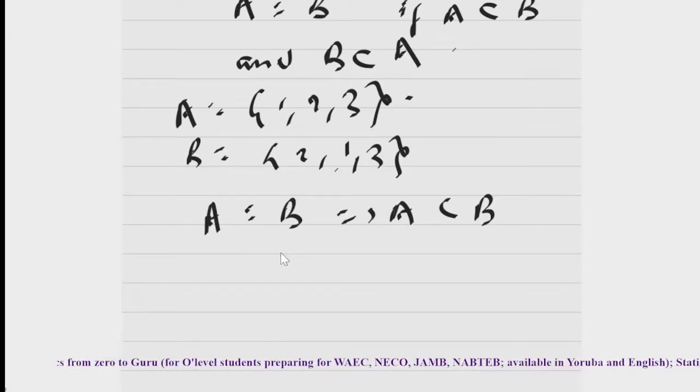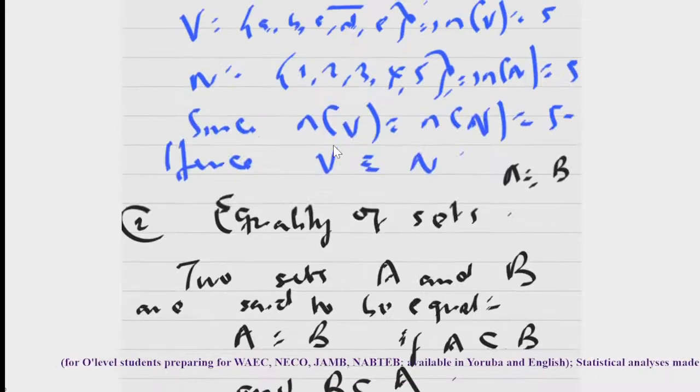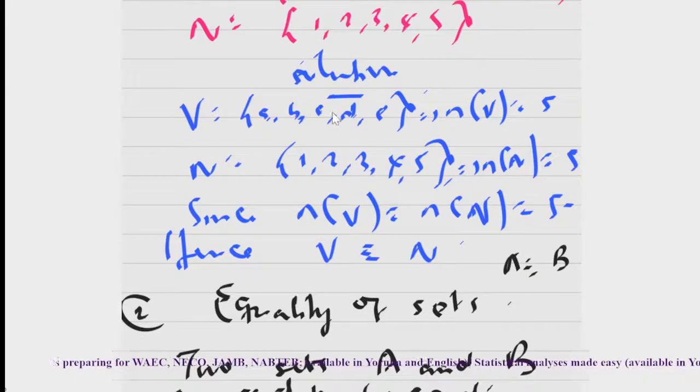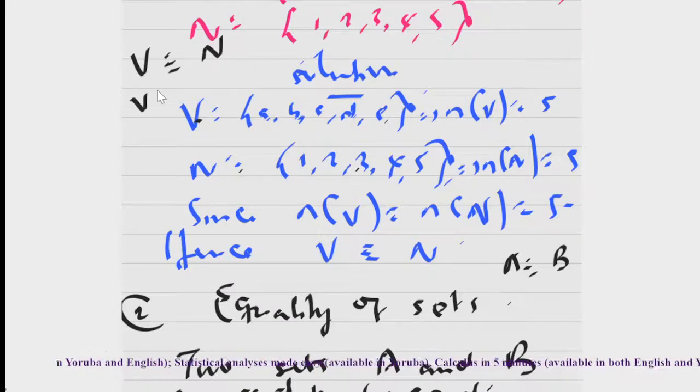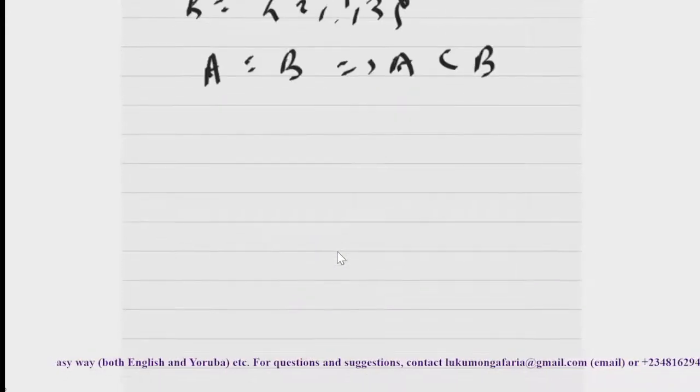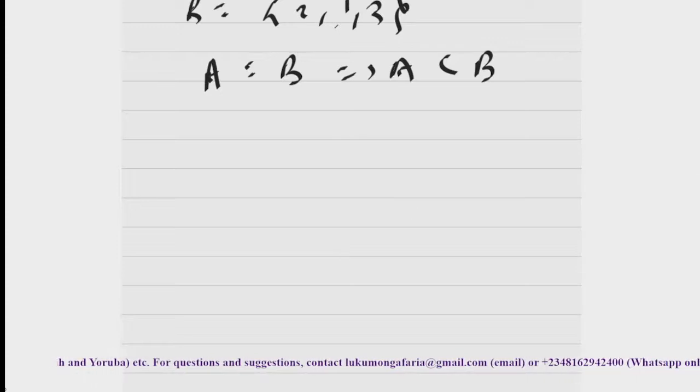You understand now? Okay, look at this example now. A, B, C, D, E, and N, right? V and N. V is equivalent to N. But is V equal to N? V is not equal to N. You understand now? They are equivalent, but they are not equal. Because if we want to check the equality, then we have to check the elements in each of the sets, whether they have the same elements. I hope you understand. Let me give you an example to make it clearer.